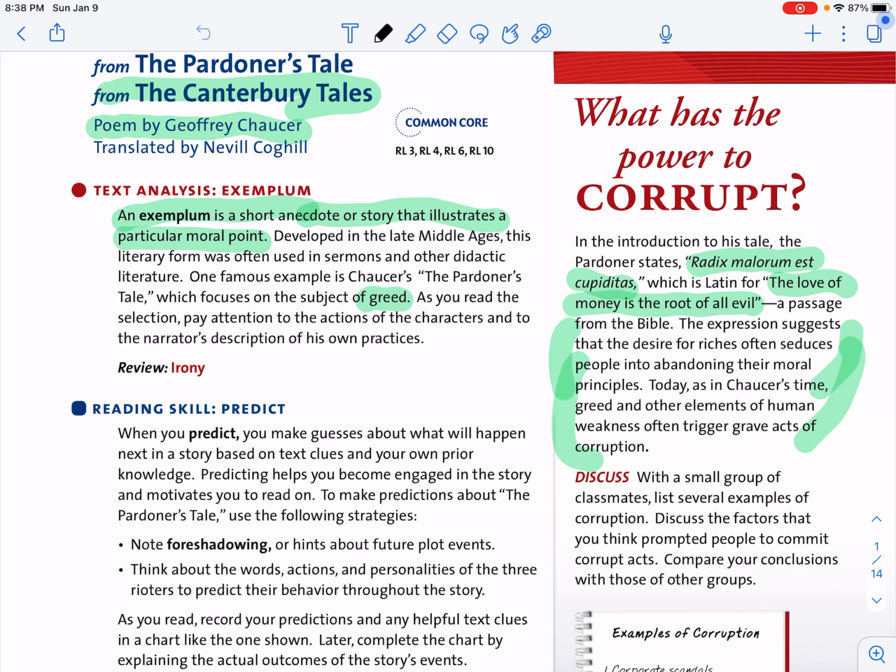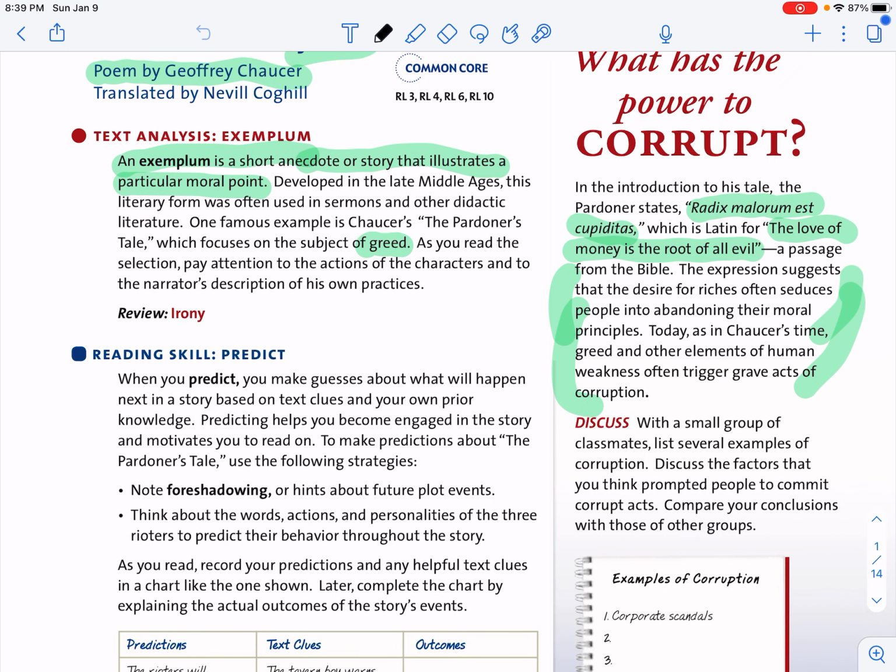So, now I have some things highlighted here. An exemplum is a short anecdote, or story, that illustrates a particular moral point. And that's what the Pardoner's Tale is. It's a story about not being greedy. There's a lesson here. And to the right here, if you look, it says radix malorum est cupiditas. That means the love of money is the root of all evil, and that's from Latin. And it's from the Bible. And it's telling us that wanting money above all things can make us do bad things, which is evil. So it's a good lesson, and it's interesting, and it's very ironic.